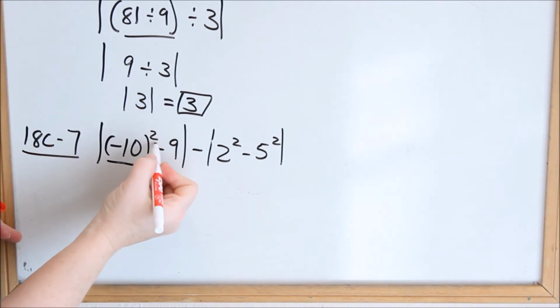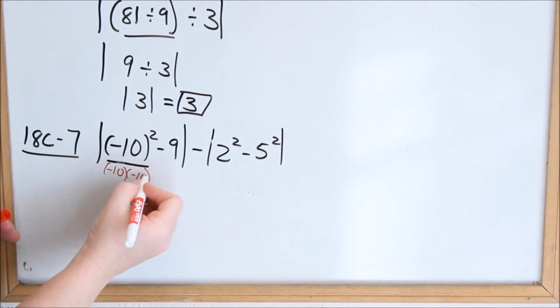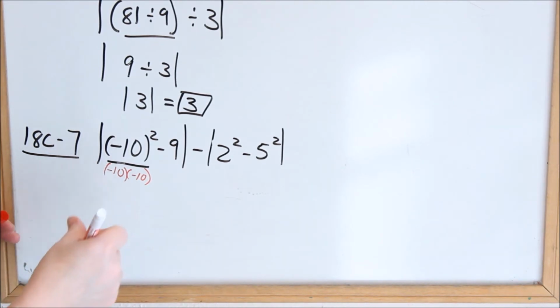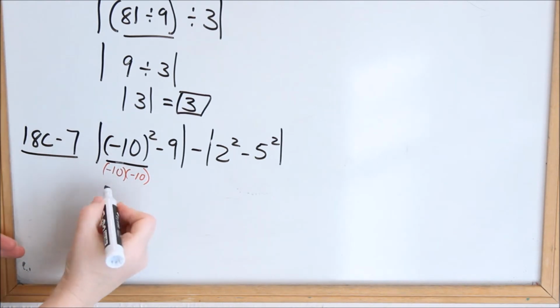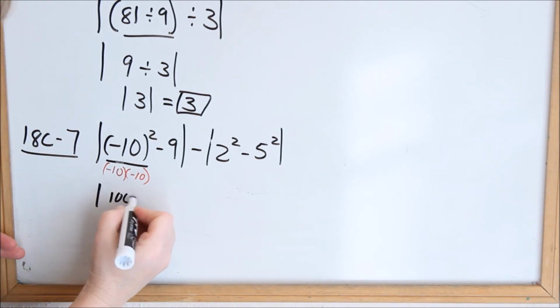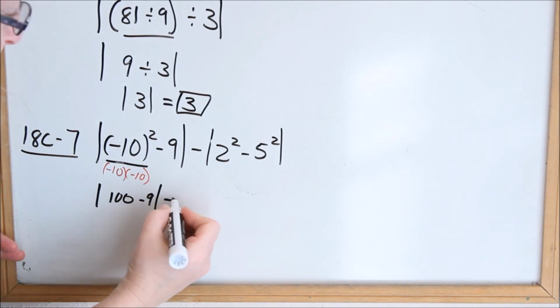Be careful because your exponent is outside the parentheses. This means negative 10 times negative 10. It means the whole parentheses times itself. And that would become a positive 100. So that would be positive 100 minus 9. Don't lose your absolute value bars because you haven't done them yet.